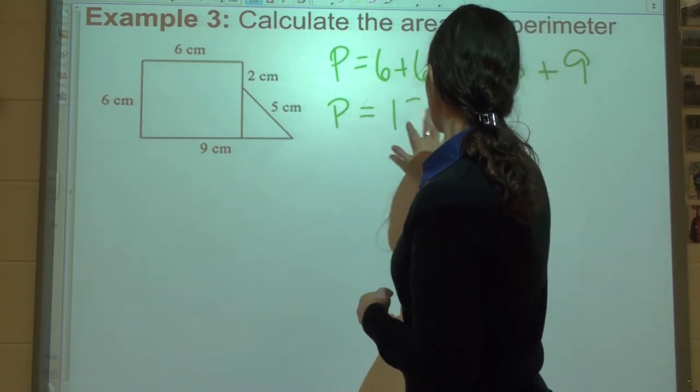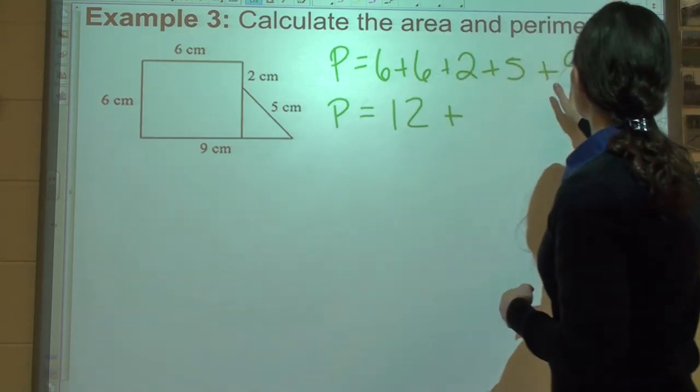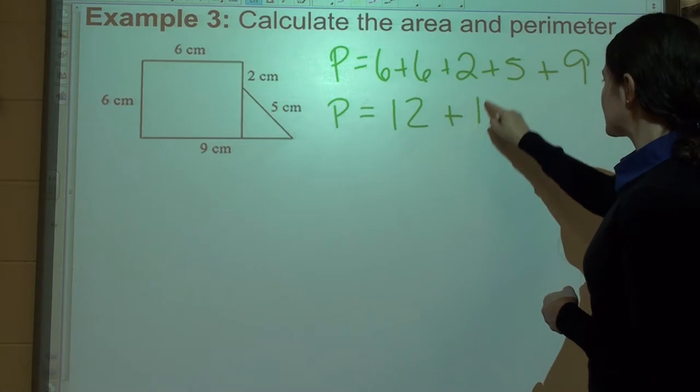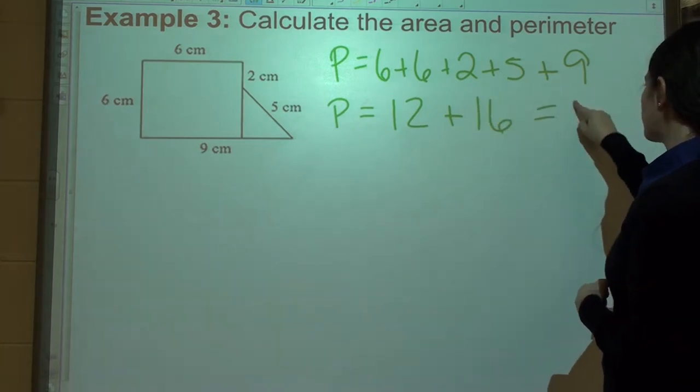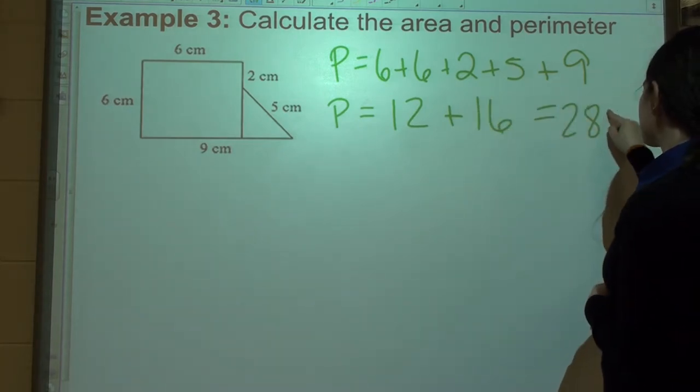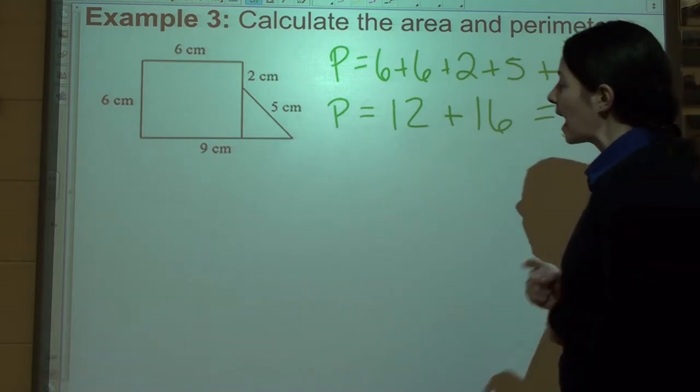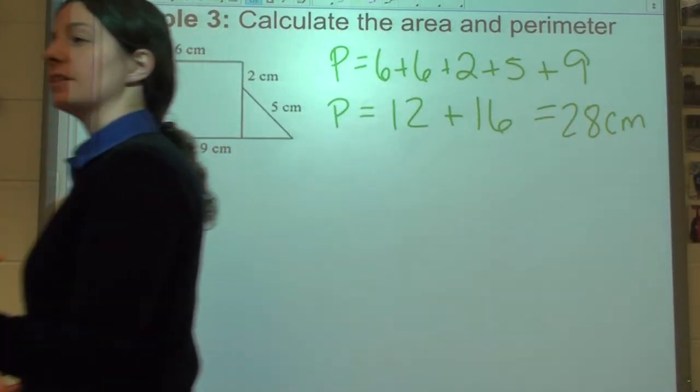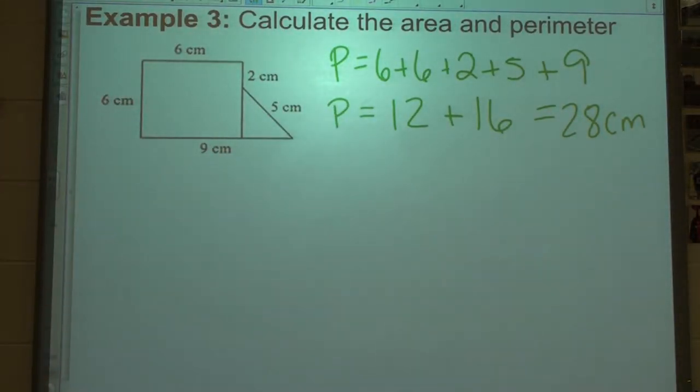6 plus 6 is 12. 7 plus 9 is 16. So when you add those together, you're going to get 28, and we've got centimeters for this one. And I always like to put a P to remind myself of the difference between perimeter and area.